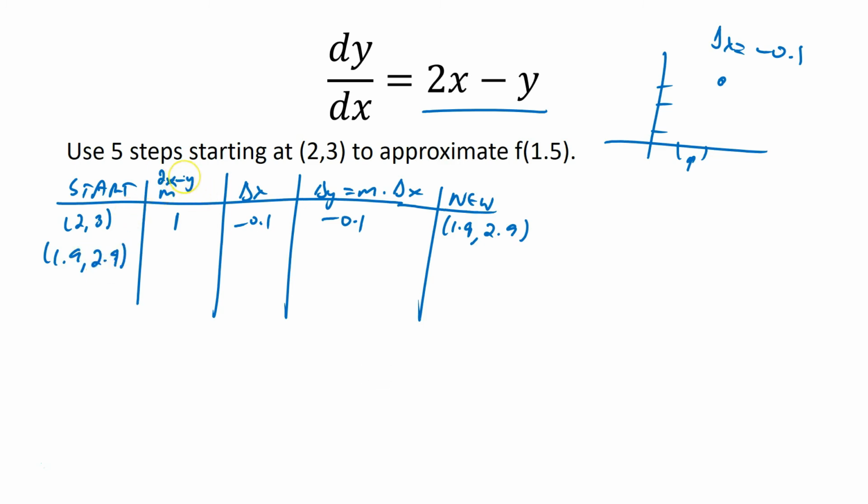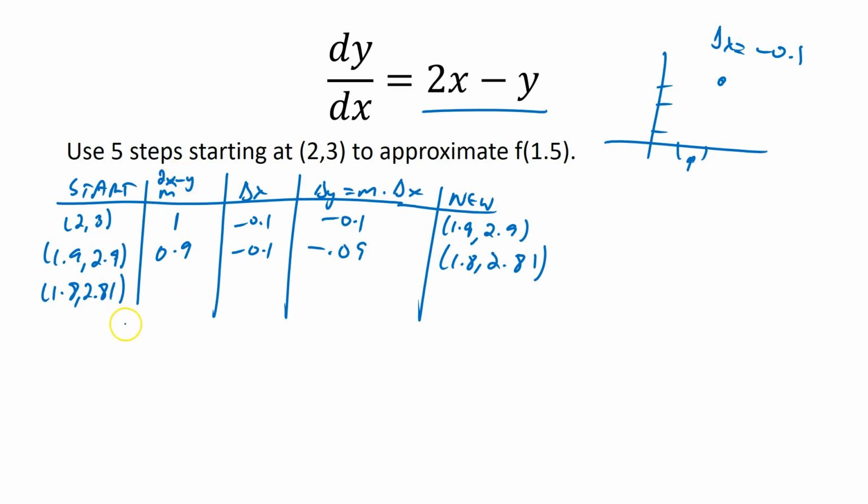And so this time, 2x minus y. I'm going to grab my calculator for that. So 2 times 1.9 minus 2.9 gives me 0.9. Change in x is still negative 0.1, so multiplying those gives us negative 0.09. So our new x is 1.8, because we keep losing 0.1. And the y, if we have 2.9 and we subtract 0.09, should be 2.81. All right, so that's our new point, (1.8, 2.81).